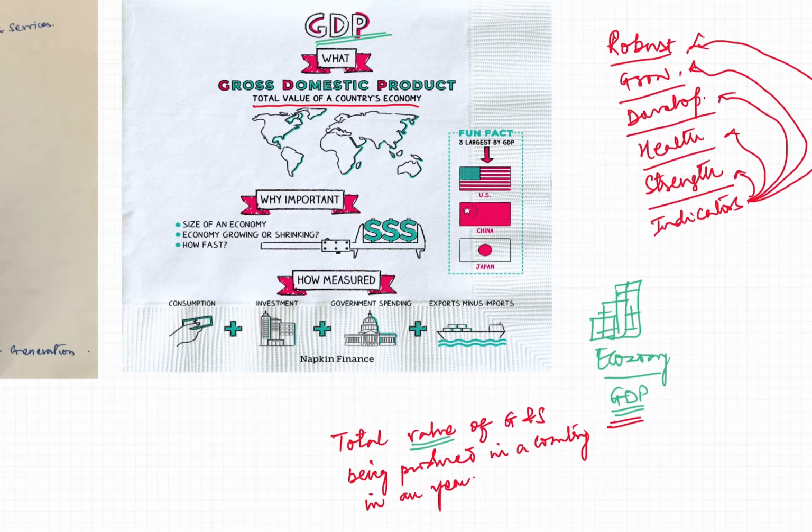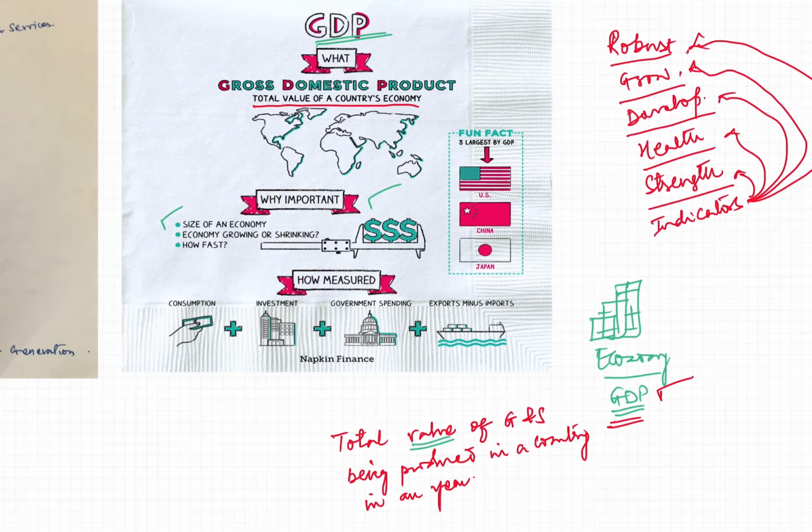Now, why is it more important? The GDP determines the size of economy. We keep on hearing, whenever we come across it, that Narendra Modi wants to make this economy a $5 trillion economy. Now, what is that $5 trillion economy? It means the sum total of all the value. The size of an economy is determined by GDP, right?